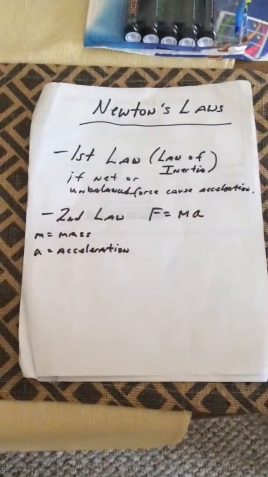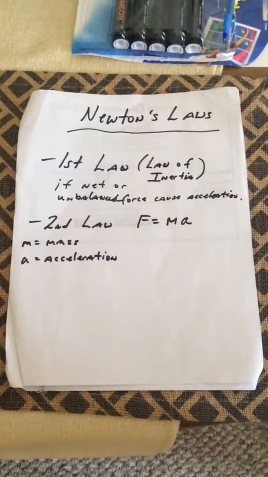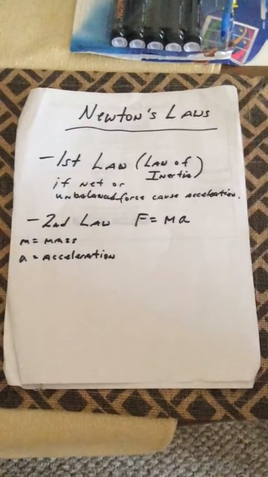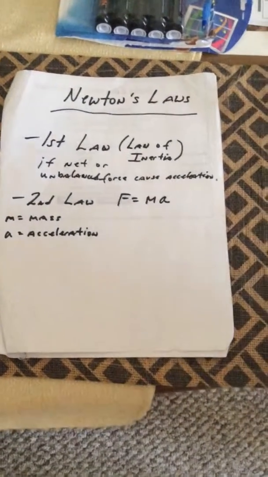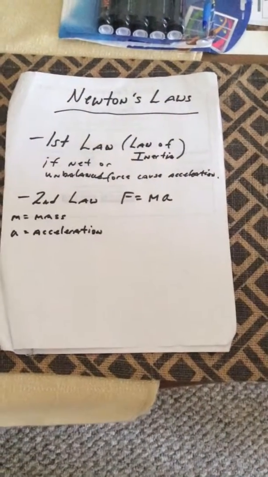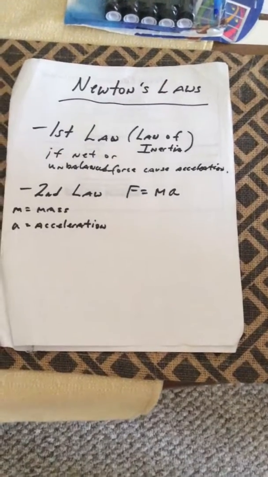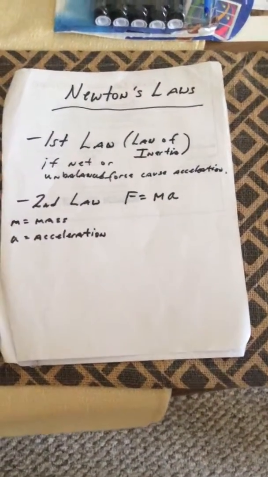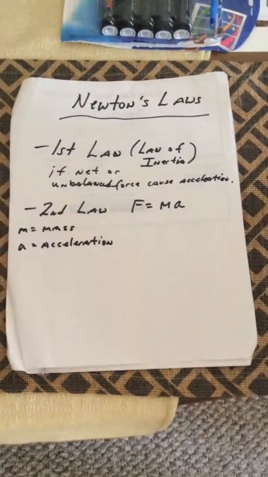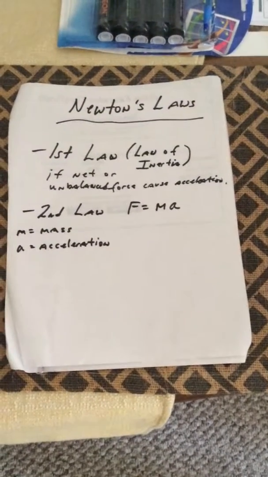Newton's laws, the first law is what we call the law of inertia. And that's where a net or unbalanced force can only cause acceleration. When things are in what we would call equilibrium, there is no net force or net movement. And then the second law I'll discuss, Newton's second law says that force is equal to the mass times acceleration.